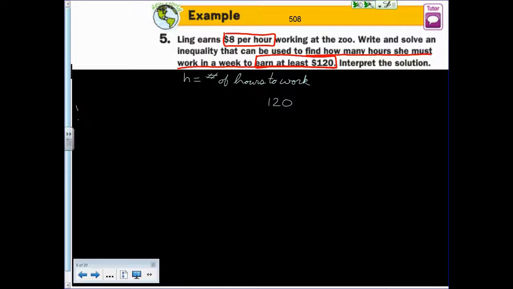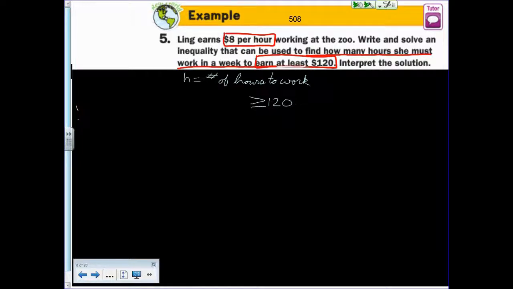So therefore, the alligator is going to turn its back on the 120 because that's the smallest amount of money she wants to earn. She could earn more than that. Now, because it says at least, that means it could be equal to $120. So $120 is okay. More would be better. But we can put our equal sign underneath our greater than sign so that it could be equal to 120.